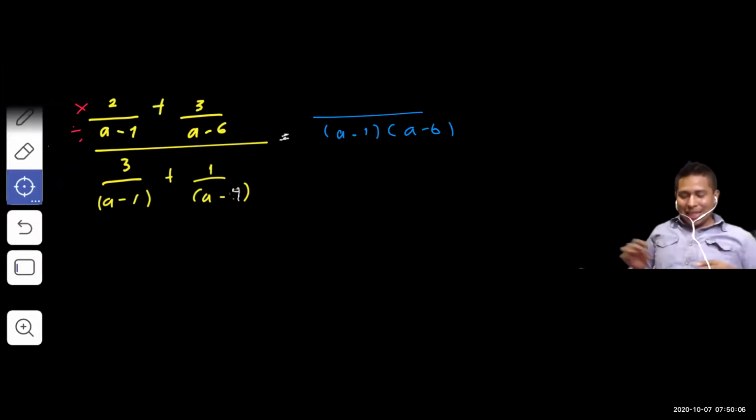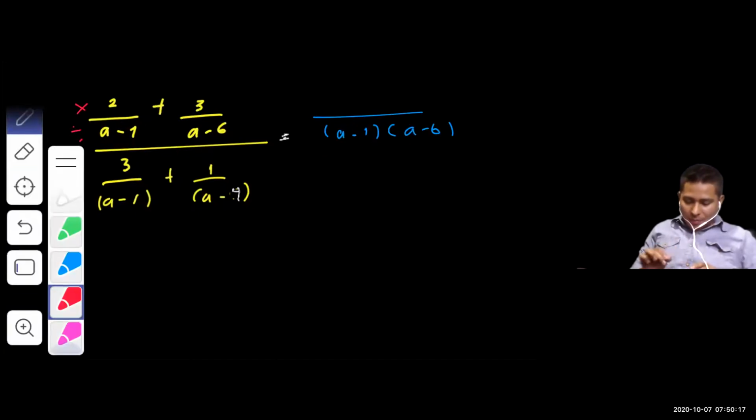Okay, let's do it, guys. And now you're able to do this mentally. This divided by this expression, A minus 6, is going to be canceled. It's 1. Okay, 2 times, I'm going to put the 2 first. 2 times A minus 6.